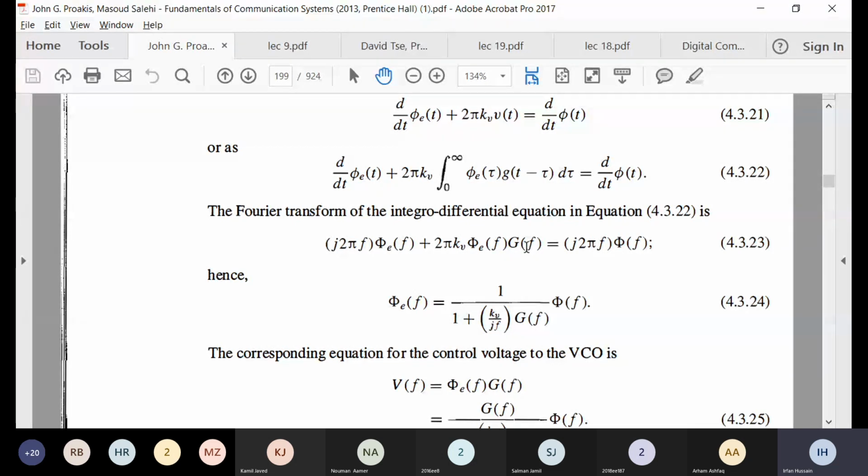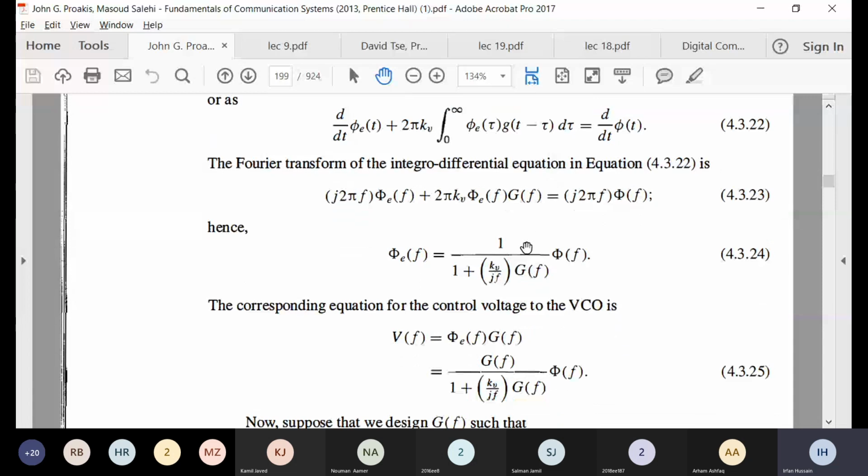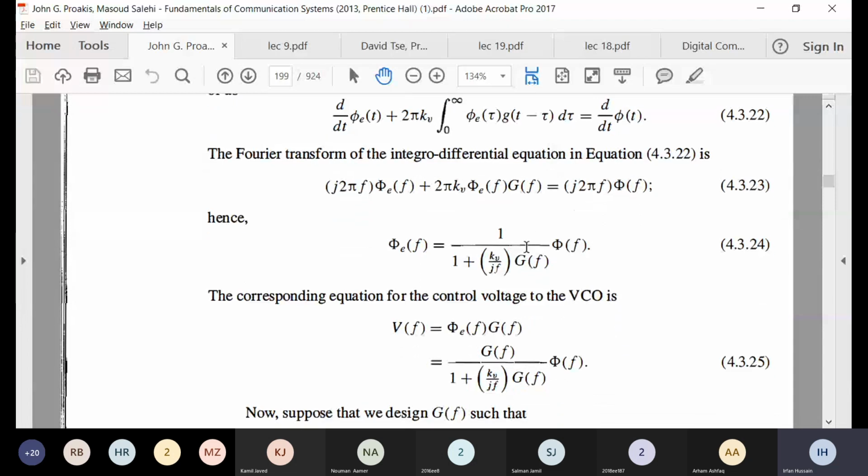Here, let us say I divide by 2 pi, so the 2 pi will cancel. And then I divide by jf. So you can see here, 2 pi has cancelled. This will be kv over jf, and the 2 pi and jf will totally cancel against phi(f). So phi error, you can take phi error constant. This will come out to be 1 plus kv over jf times G(f), and this will come here in the denominator. This will be the error.